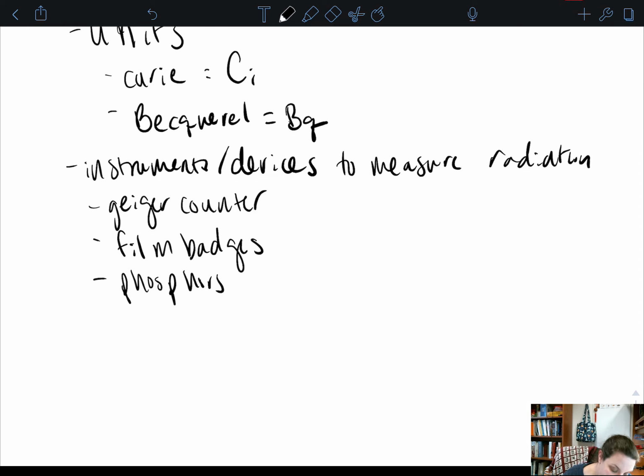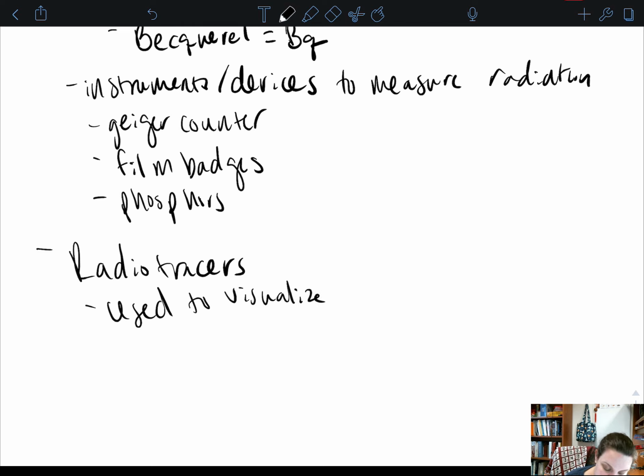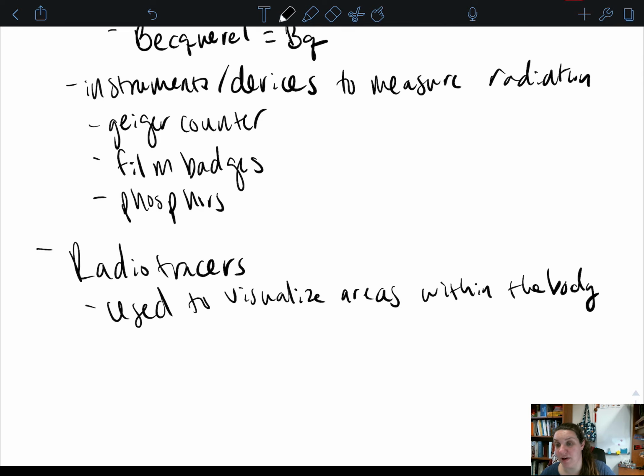This radiation can also be used as radio tracers. Because these things emit radiation, you can actually visualize different areas of the body using these radioactive substances. Iodine-131 is used to look at the thyroid, iron-59 to look at red blood cells, and technetium-99 to look at your heart, bones, liver, and lungs. So there are a bunch of different radio tracers that can be consumed, and when they're consumed they go to different parts of the body, and those body parts can then be visualized through the radioactive decay of those substances.